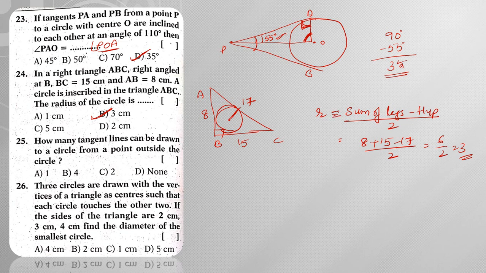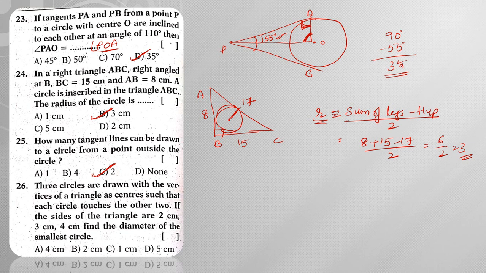R, the inradius, is equal to the sum of the legs minus the hypotenuse, divided by 2. This particular circle is called the incircle. Right. Next, how many tangent lines can be drawn to a circle from a point outside the circle? From outside the circle, we can draw 2 tangents to a given circle.